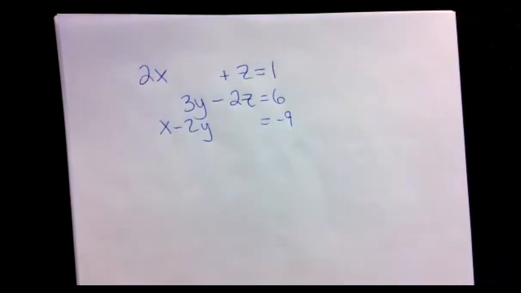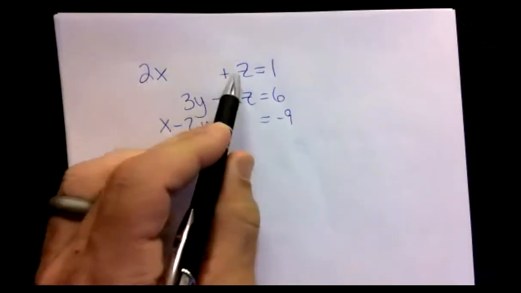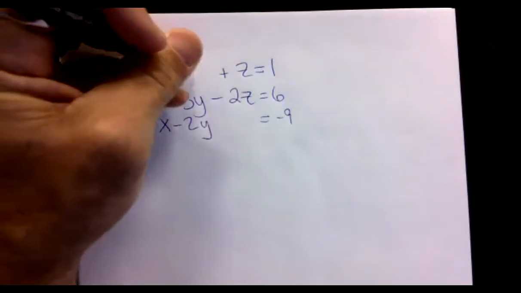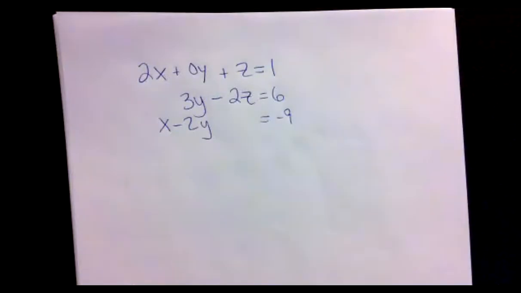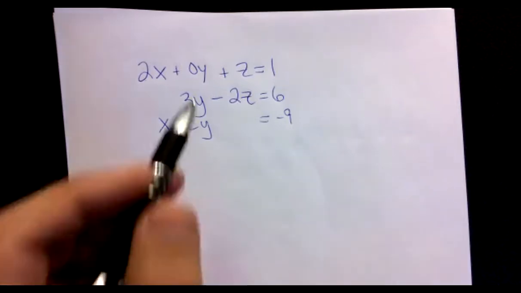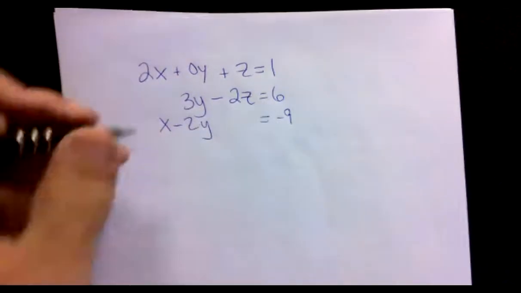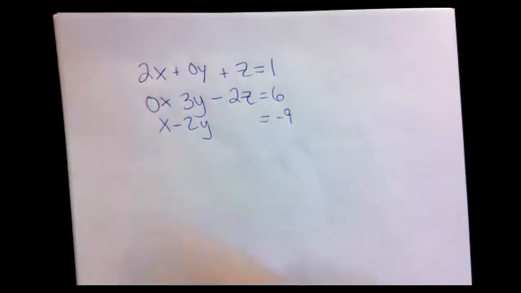All right. If they give you a problem that looks like it's broken or stuff is missing, still very doable. All we're going to do is put zeros for placeholders. So if I just have a 2x plus z, I'm just missing my y, so you can replace that with a 0. Same song, different verse with the second equation here. I've got a 3y minus 2z equals 6. I'm missing my x, so that's a 0.